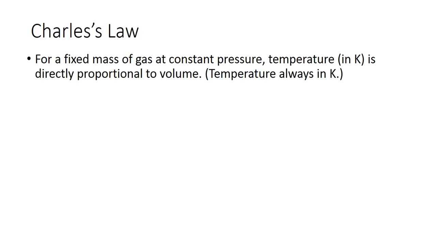In terms of a statement, we say that for a fixed mass of gas at constant pressure, temperature in Kelvin is directly proportional to volume. So what it means is that as you increase temperature, the volume also increases. Mathematically, we say V is directly proportional to T. We can remove the proportionality sign and put K: V equals KT, where K is a constant. Or if we want to put K on one side, divide both sides by T, we see that V over T is equal to K. This is the statement of Charles' law.